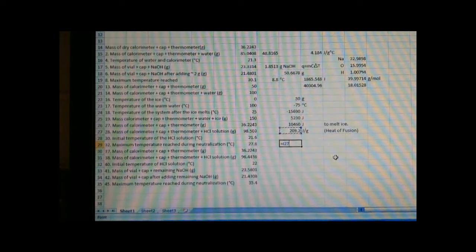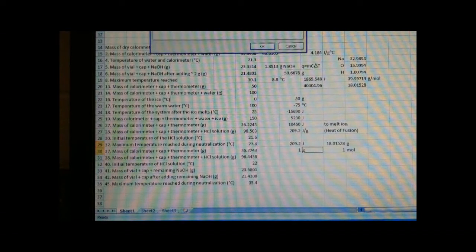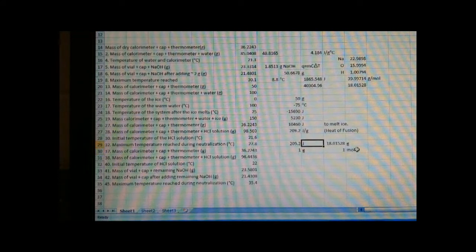Okay. All right. So 209.2 joules per gram. Okay, I'll say per 1 gram. And then I want to multiply this by the molar mass, which is in grams per 1 mole, right? So now my grams will cancel, and I'll have joules per mole.